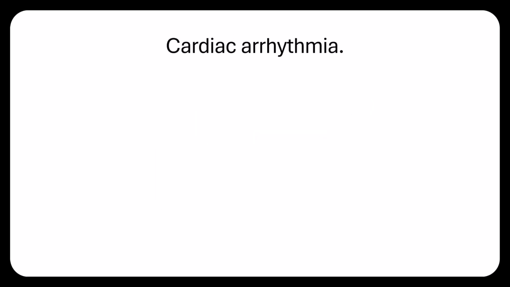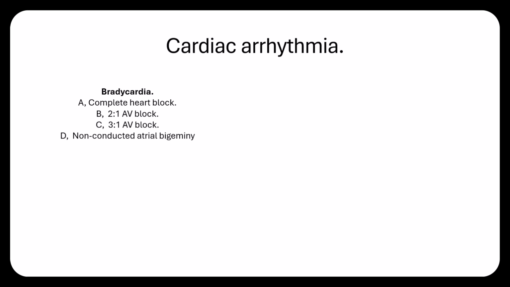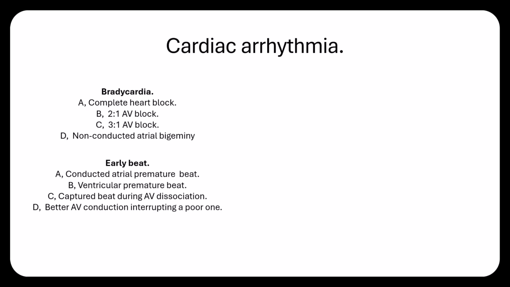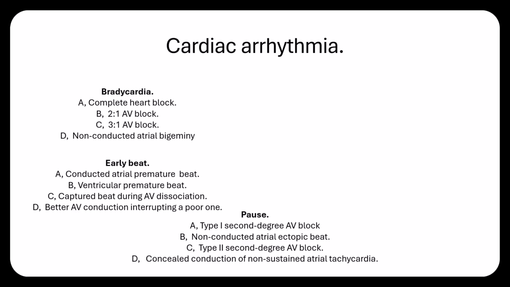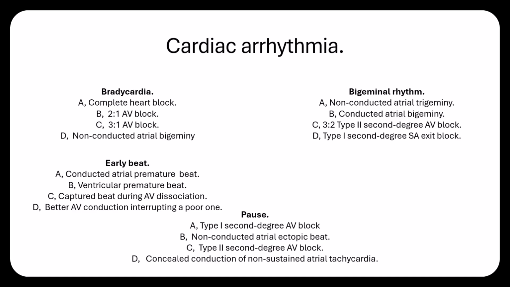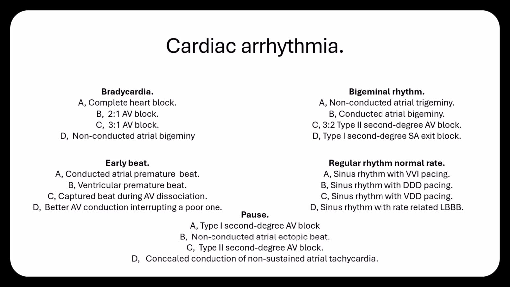So in this module of cardiac arrhythmia, making a diagnosis, we made the diagnosis of a complete heart block out of these four causes of bradycardia. Multiple causes of early beats were assessed to reach better AV conduction interrupting a poor one as the diagnosis for early beats. The pause was analyzed to be due to type 2 second degree AV block, and bigeminal rhythm was because of non-conducted atrial bigeminy. Regular rhythm at a normal rate was because of sinus rhythm in DDD mode.